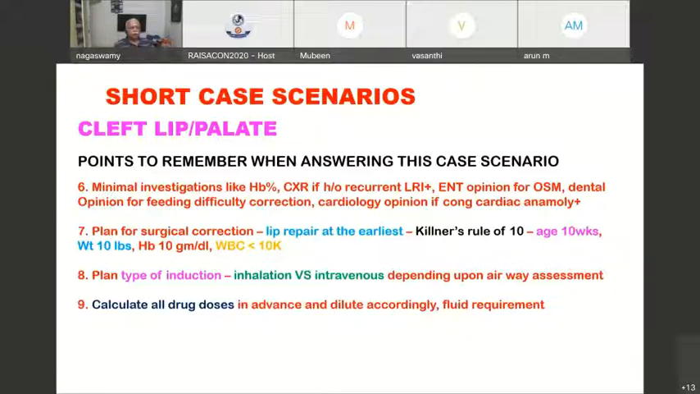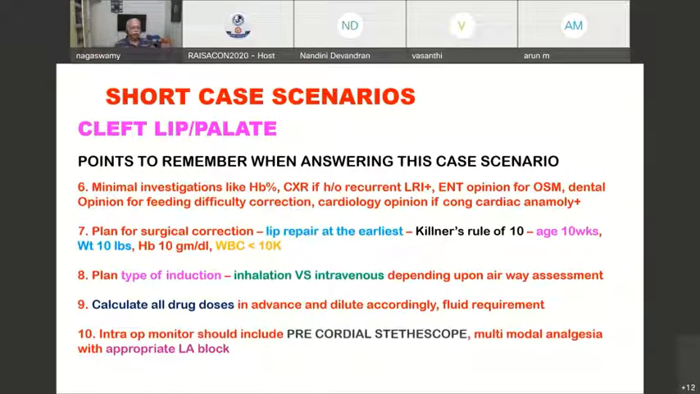So if you want to give 1 microgram per kg body weight of fentanyl, fentanyl comes as 50 micrograms in 1 ml. So you have to dilute it in such a way that you make 1 microgram per every ml, and then give exactly the 4 micrograms or 8 micrograms you want according to body weight. So all the drugs should be diluted and kept ready, and you have to calculate the fluid requirement that you are going to give, and load them also with an appropriate equipment, which I am going to show you later.